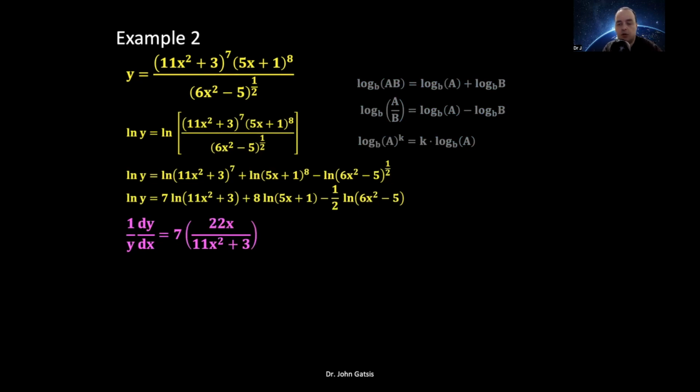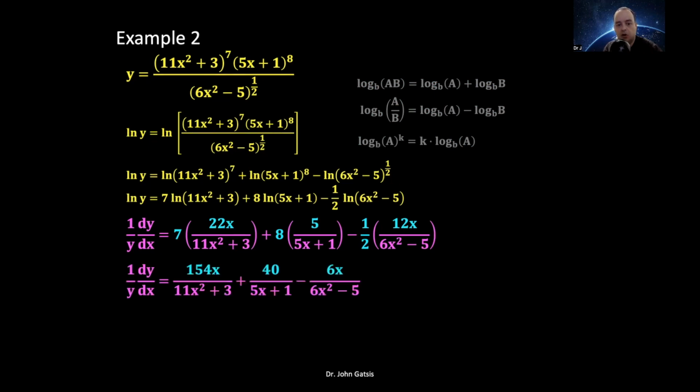Repeat that for the remaining terms. So write that 8, reciprocal, and then the chain rule with a 5, and then copy the negative a half, reciprocal, and the chain rule would be a 12x. We can clean up those numerators with the outside constants. It just works a little bit nicer there. So 7 times 22, 8 times 5, and half times 12, of course, with the appropriate x's for each term as they are present. So there you go.